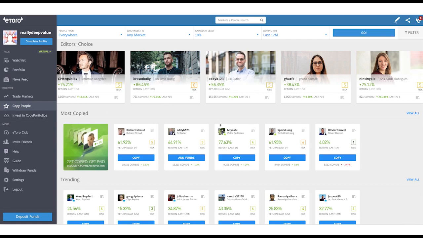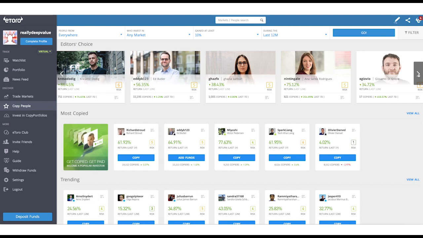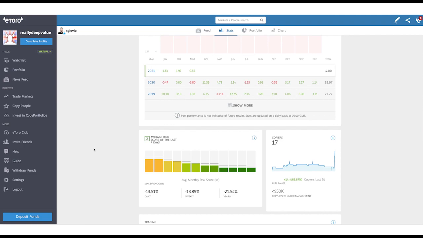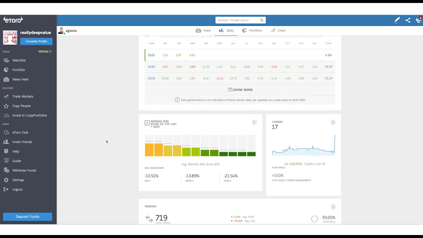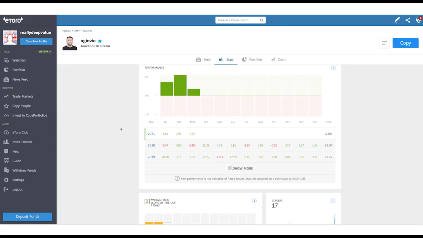I'm going to find someone from Editor's Choice. 34%. That's not a massive return, but let's have a look anyway. Not a massive return, and the drawdown is quite big, so I wouldn't normally suggest following at this juncture, because I think it's quite a high drawdown for an annual return of 30%.